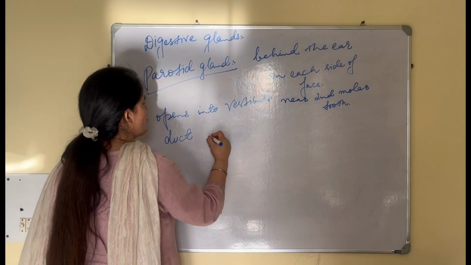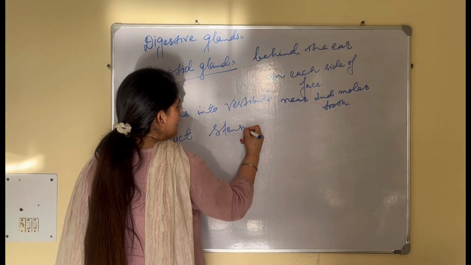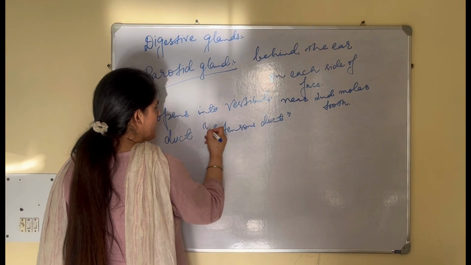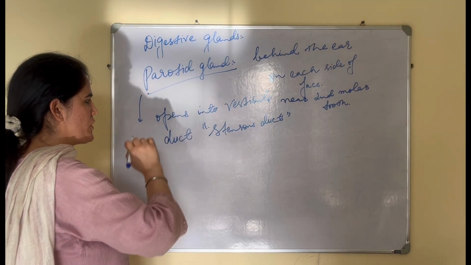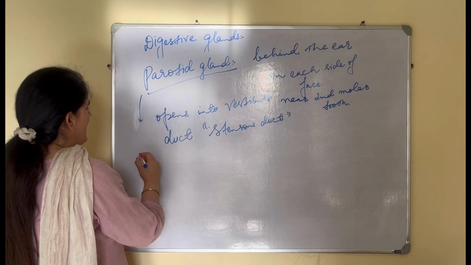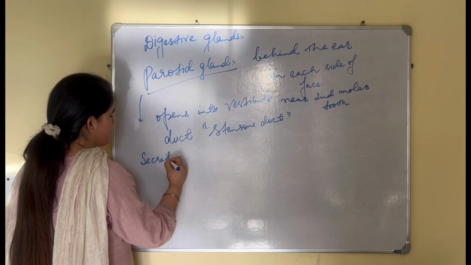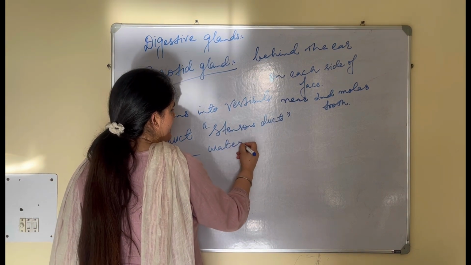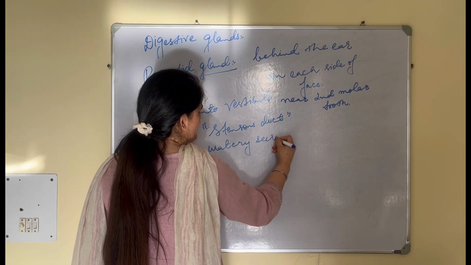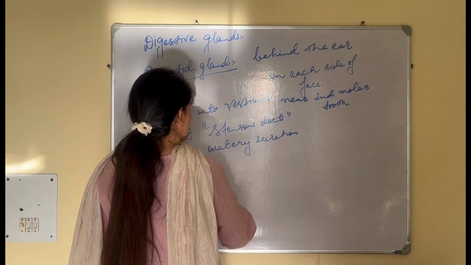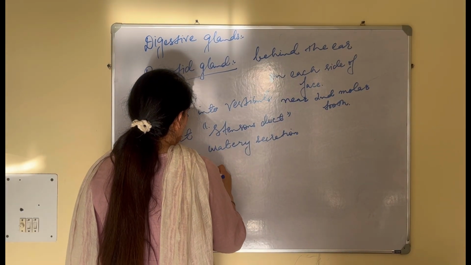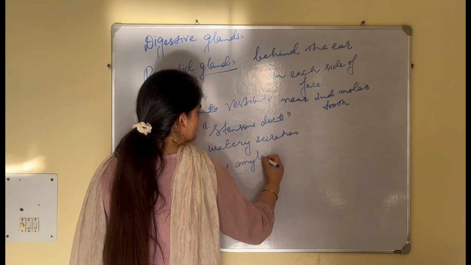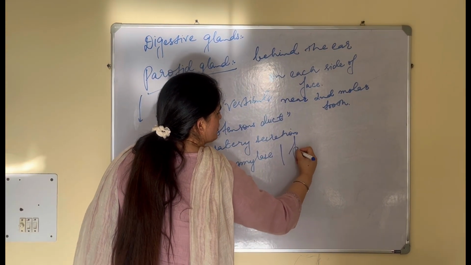That duct is known as Stenson's duct, and it releases its secretions there. Parotid gland secretion is a watery secretion, and it contains an enzyme known as salivary amylase, or ptyalin.